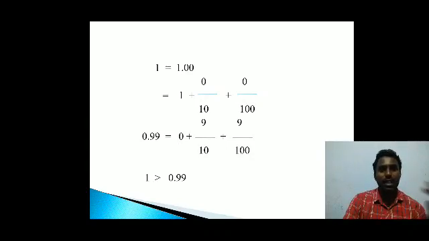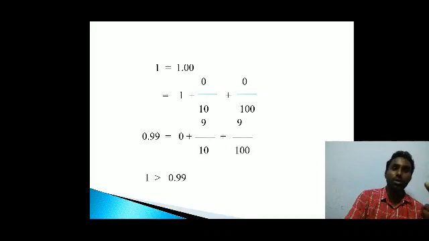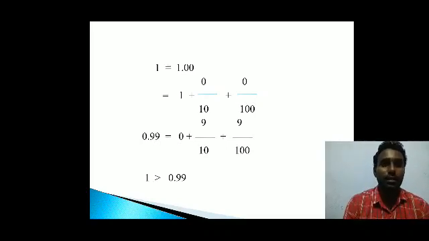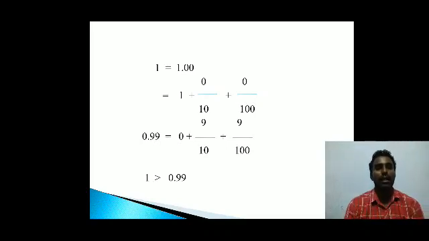That means for the second decimal digit, there are only 2 digits, right? In 0.99, after the decimal point there are 2 digits, so I can take 1 as 1.00. Okay, so 1.00. Here 1 is a whole number. Just expand the decimal one: 1 is a whole number, so 0 divided by 10 plus 0 divided by 100.